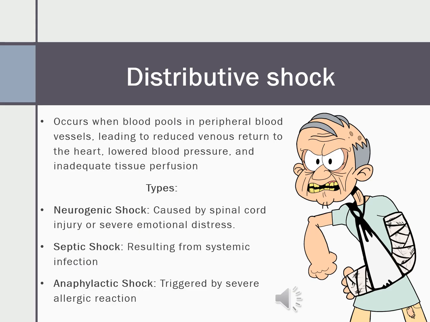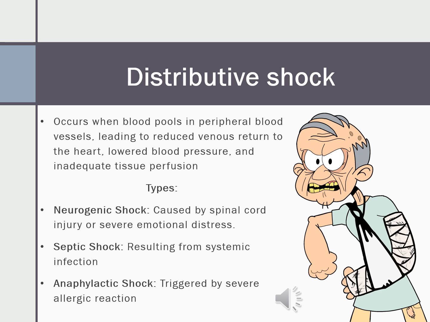Distributive shock occurs when blood pools in the peripheral blood vessels, leading to reduced venous return to the heart, lowering the blood pressure, and inadequate tissue perfusion. This can result from a loss of sympathetic tone, where blood vessels fail to constrict effectively, impairing blood return to the heart. Additionally, chemicals released by the cells can induce vasodilation and increase capillary permeability, causing significant blood volume to accumulate in the peripheral arteries.